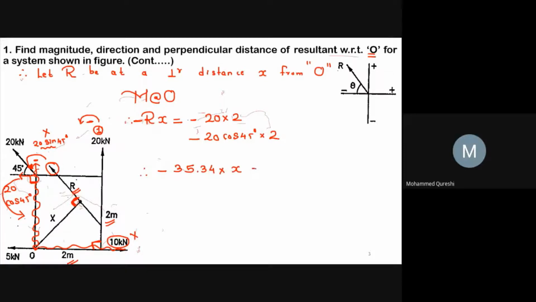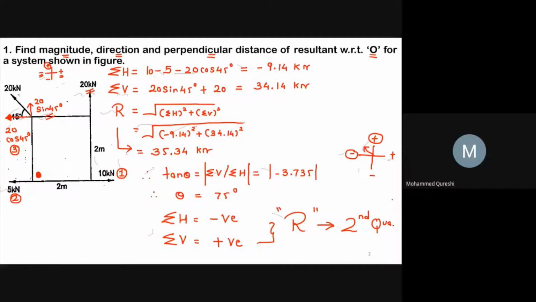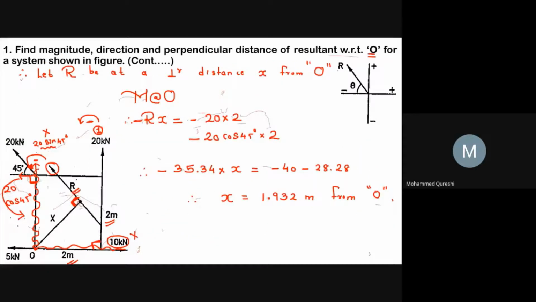The value of x is unknown for us. So here minus 40 minus 28.28. After solving the above equation, we will get the value of x as 1.932 meter from point O. So this way you have to find the magnitude, direction and the perpendicular distance x of the resultant force with respect to the given point.